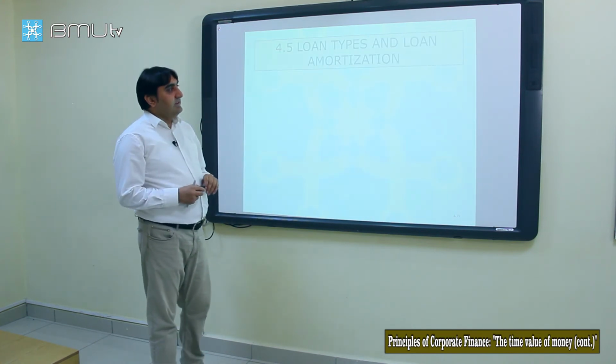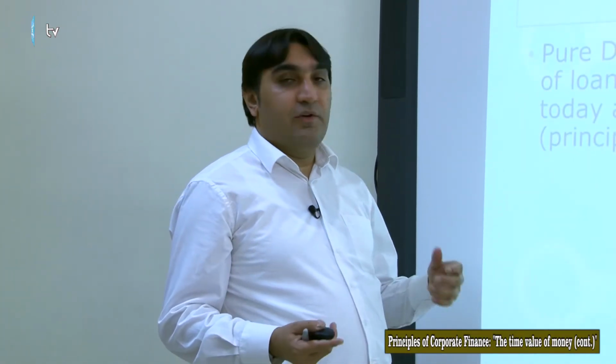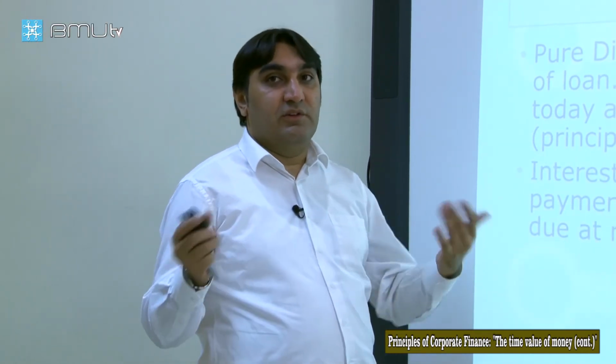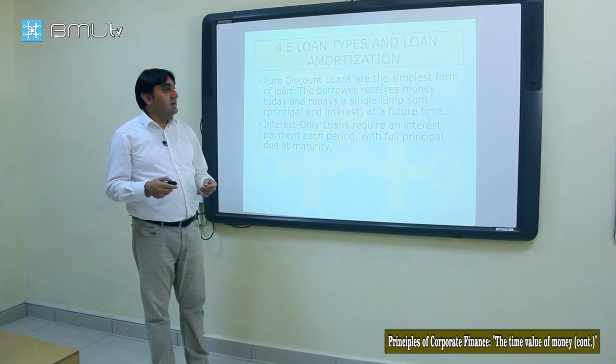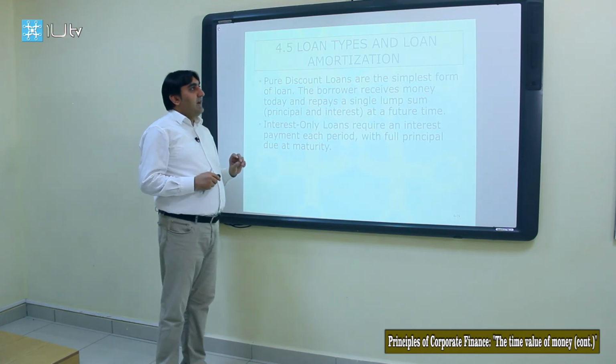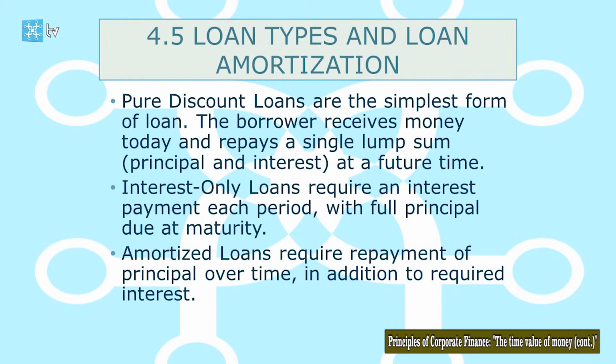So annuities are, as I said, a more commonly used and more often seen category in finance, and loans, mortgages, auto loans, and all loans are examples of annuities. Here we will talk about loan types and loan amortization. The first type is pure discount loans, which are the simplest form of loan. The borrower receives money today and repays a single lump sum at a future time.